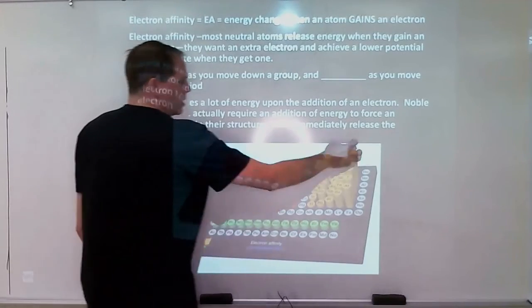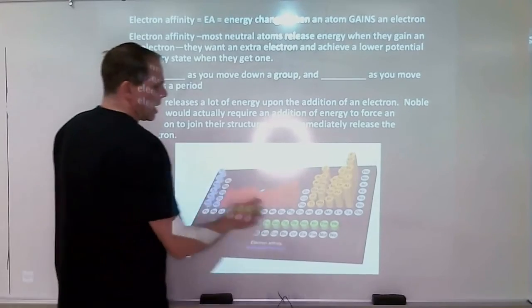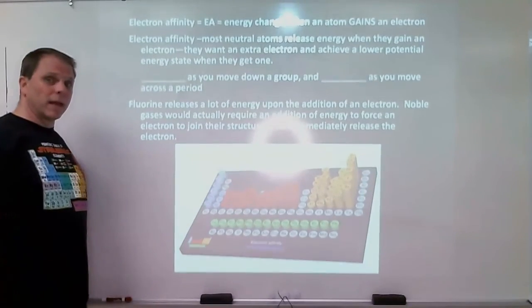The fluorine and the halogens, these guys over here, they're going to want those extra electrons. It makes them more stable. But some of these guys are not going to be more stable when they get an extra electron.